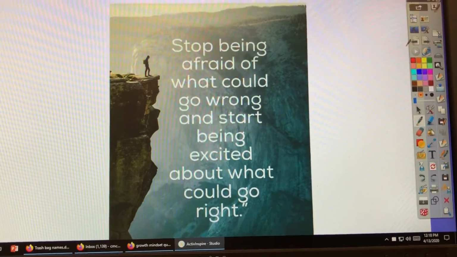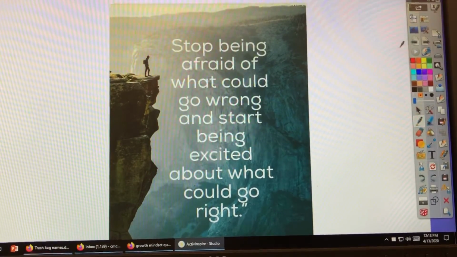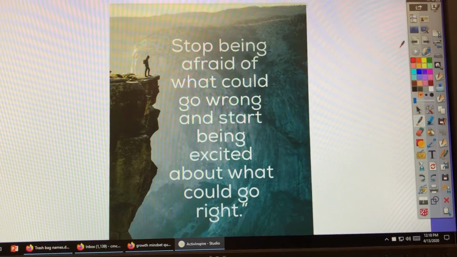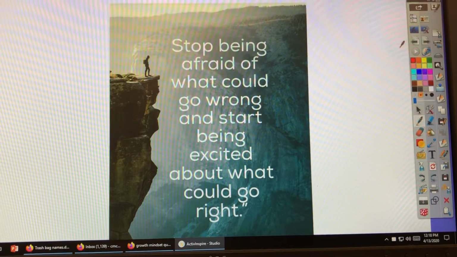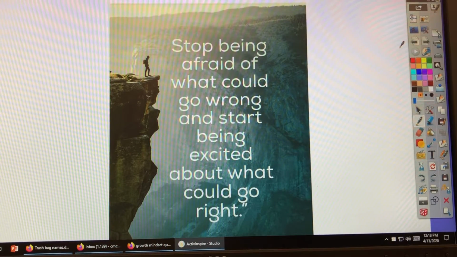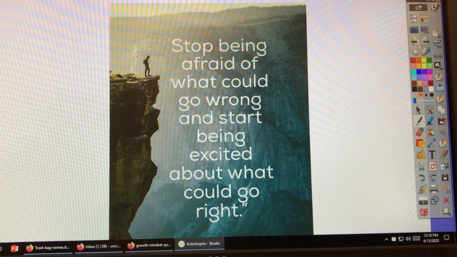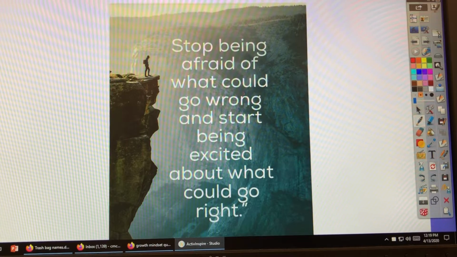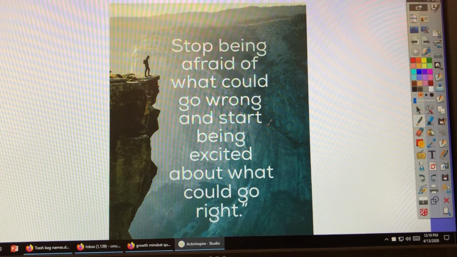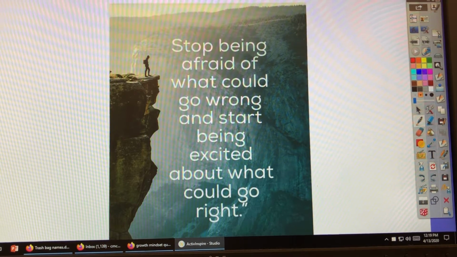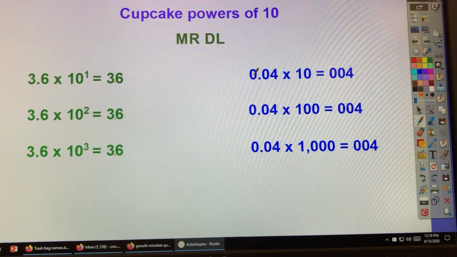Hello, guys. I want to start with this quote. I really like the quote. It says, "Stop being afraid of what could go wrong and start being excited about what could go right." So, great quote. I don't know if I'd put that quote next to the picture, though. Guy standing at the edge of a cliff. So, I don't know. I could see some things going wrong. But anyway, great quote. Stop being afraid of what could go wrong and start being excited about what could go right.